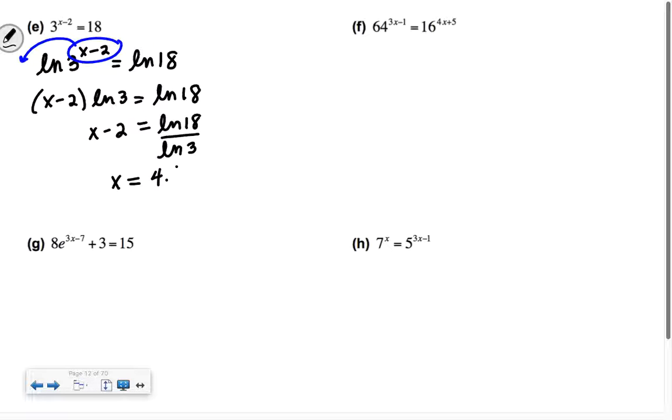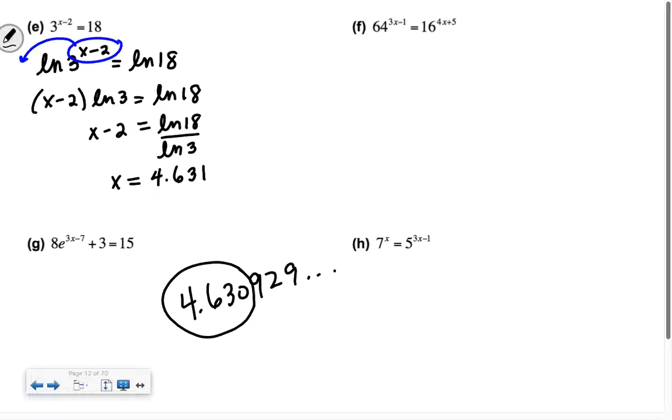So you should get 4.631. Now on my calculator it says 4.630929, and so on. On the AP test, you could have this answer as well, 4.630. You can round or you can truncate, meaning chop off. You can chop it off from there.